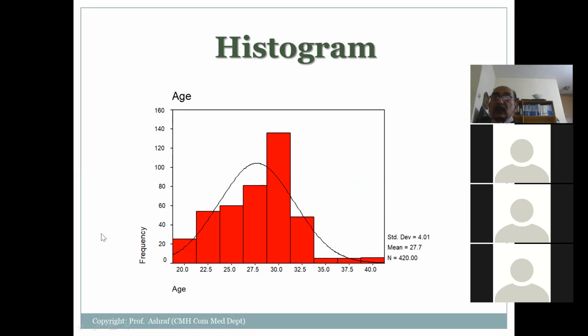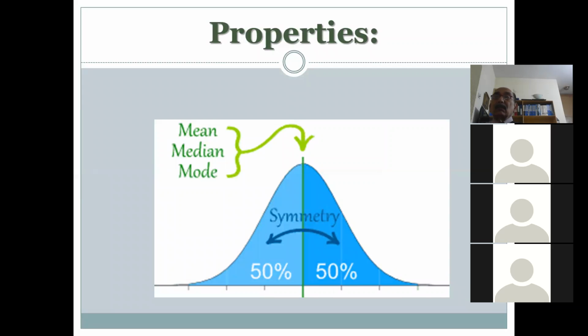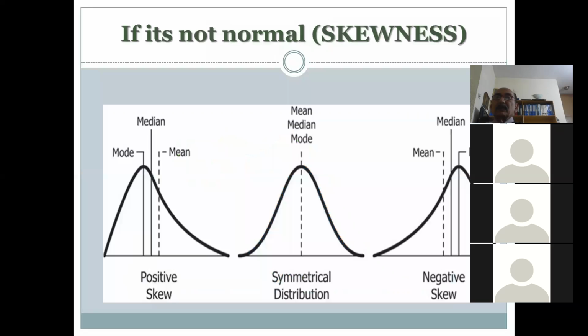If this is a curve, this is a normal curve, a smooth bell-shaped curve. If your histogram is like this, it means it is normally distributed. Normal means a symmetrical distribution. It gives you the mean, standard deviation. For understanding the normality of data, histogram is very, very important. So mean, median, mode in the normal distribution lie in the center, 50% of values above, 50% below.